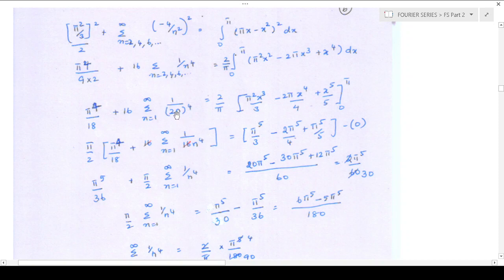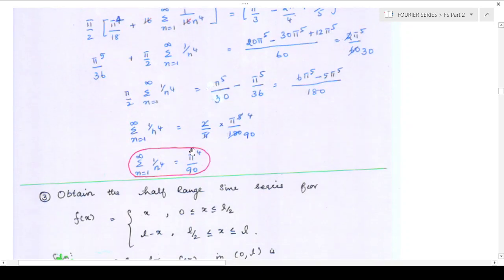So you are writing this. Then this 2 power 4 into n power 4 is written separately. So 16, 16 will be getting cancelled. Other than summation n equal to 1 to infinity 1 by n power 4, you are taking all the terms to the other side. And even this pi by 2, you will be cross multiplying finally as 2 by pi to the other side. You will be getting the required result, children.